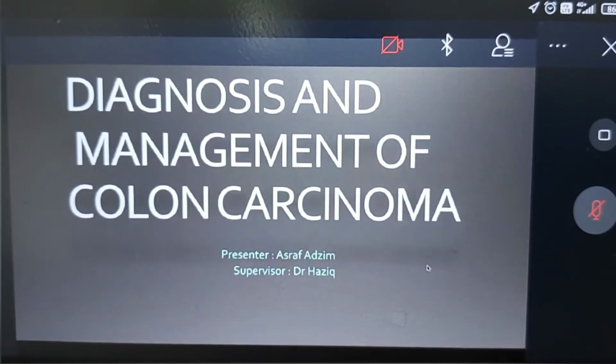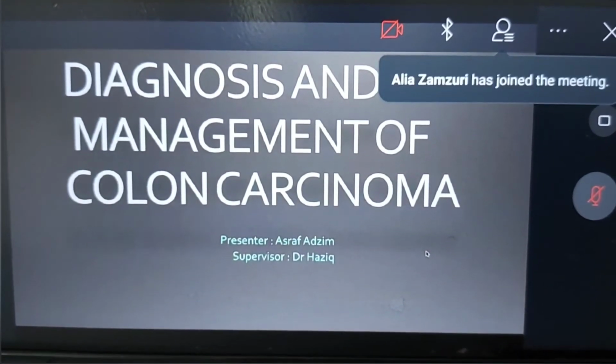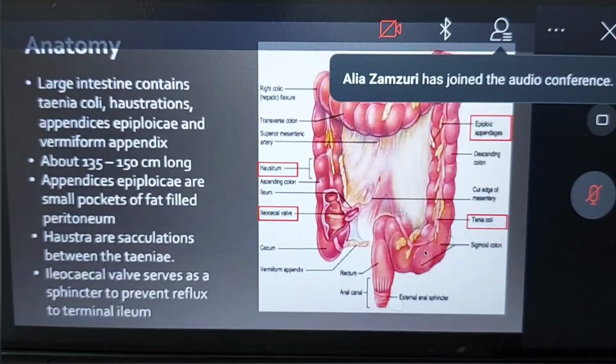My topic for today's CME is diagnosis and management of colon carcinoma. First, we start with the anatomy of the colon.